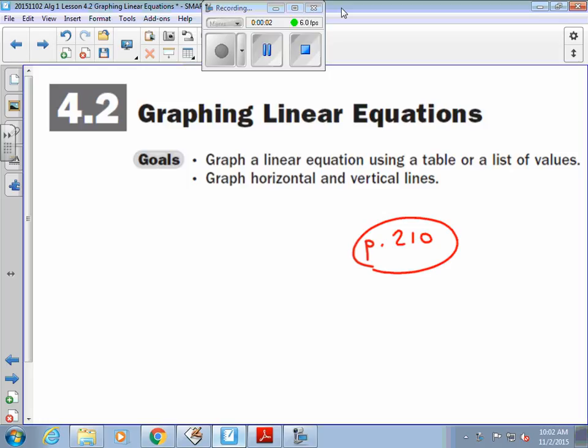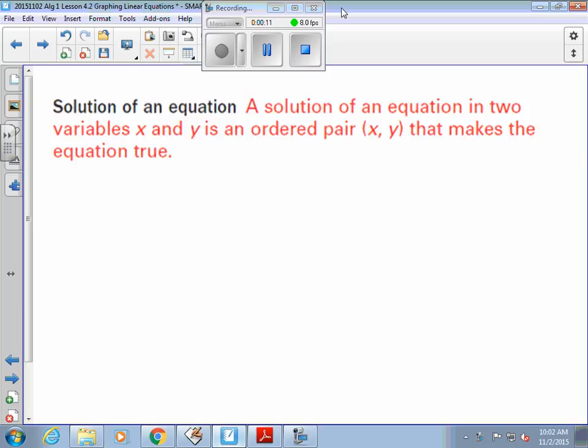It's Algebra 1, Lesson 4.2, Graphing Linear Equations. We're graphing these using tables or lists of values, and then we're going to graph horizontal and vertical lines beginning on page 210. Got a couple of definitions.